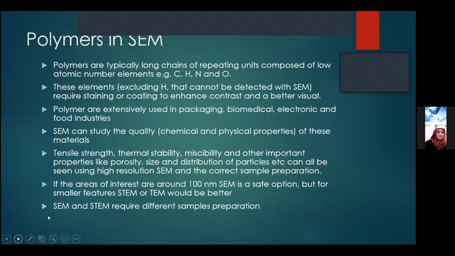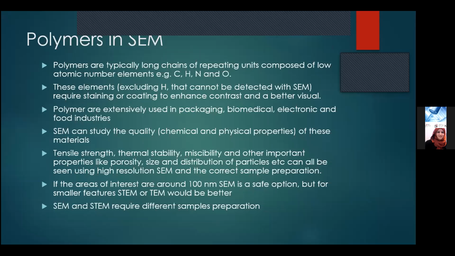All right. So polymers and SEM. So specifically focusing on how SEM is useful for polymers. Polymers are typically long chains of repeating units composed of low atomic number elements. So this is, for example, carbon, hydrogen, nitrogen, and oxygen. These elements, excluding hydrogen as we've mentioned, we cannot detect with SEM with EDX without staining or coating to enhance contrast and give us a better visual.